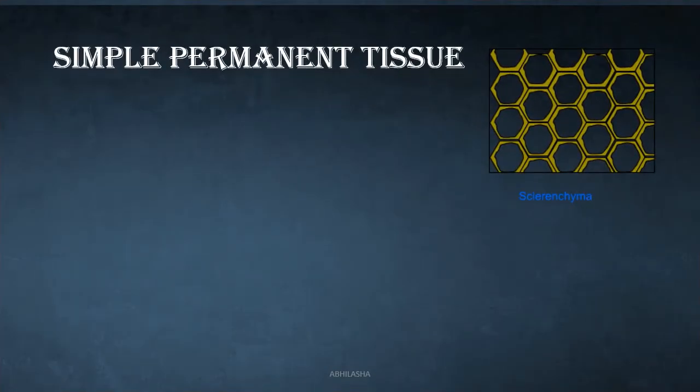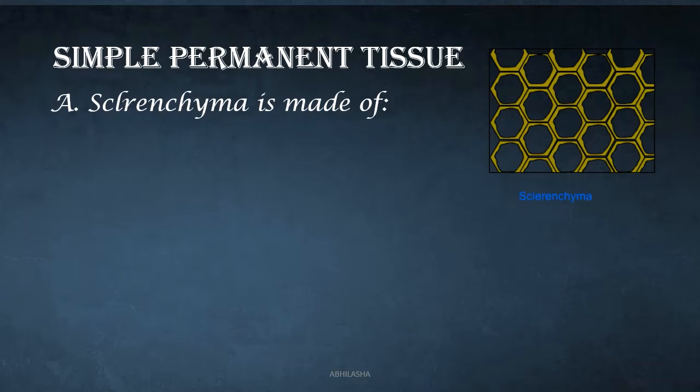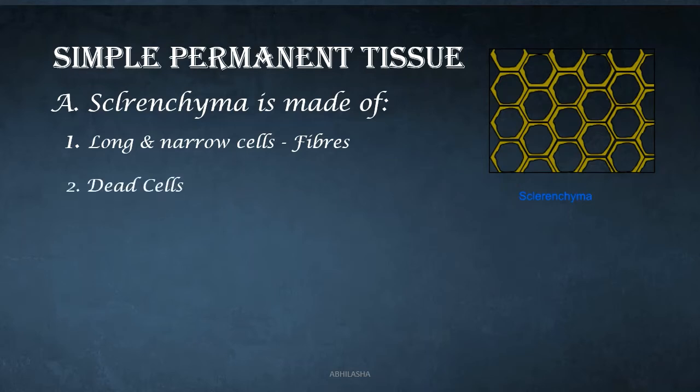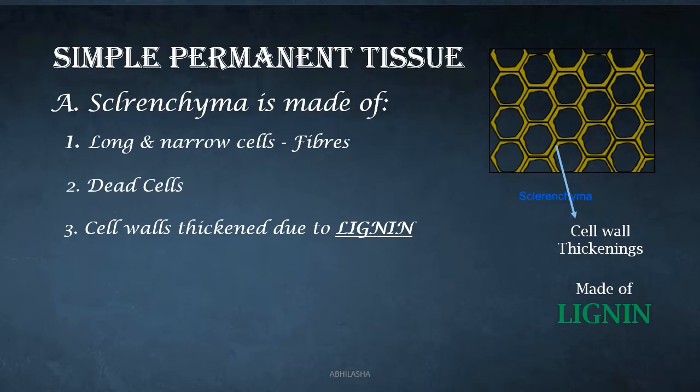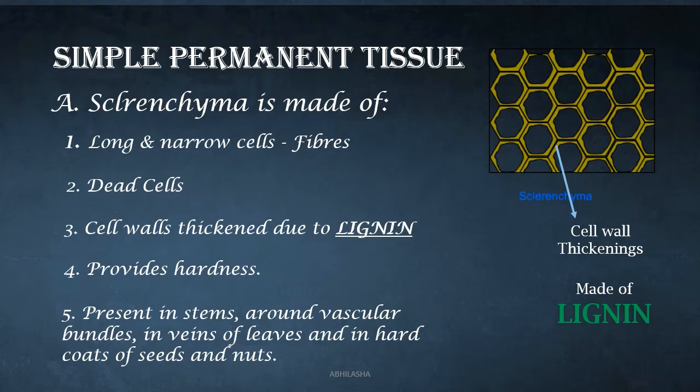The next one is Sclerenchyma. Sclerenchyma is made up of cells which are long and narrow, and these are known as fibers. They are dead cells, which means the interior of the cell is empty as shown in the diagram. The cell walls are thickened due to the presence of lignin. They provide hardness to the plant, and they are present in stems, around vascular bundles, in veins of leaves, and in hard coats of seeds and nuts.